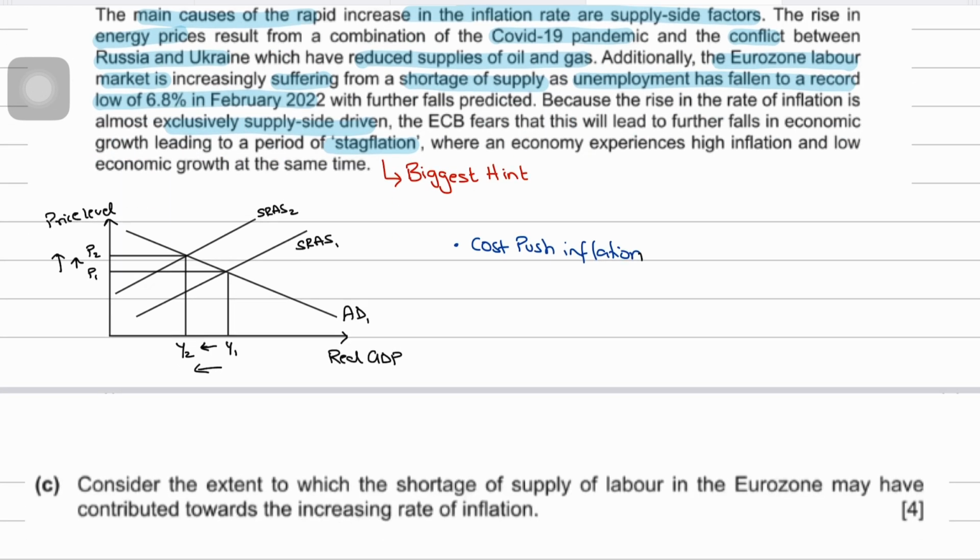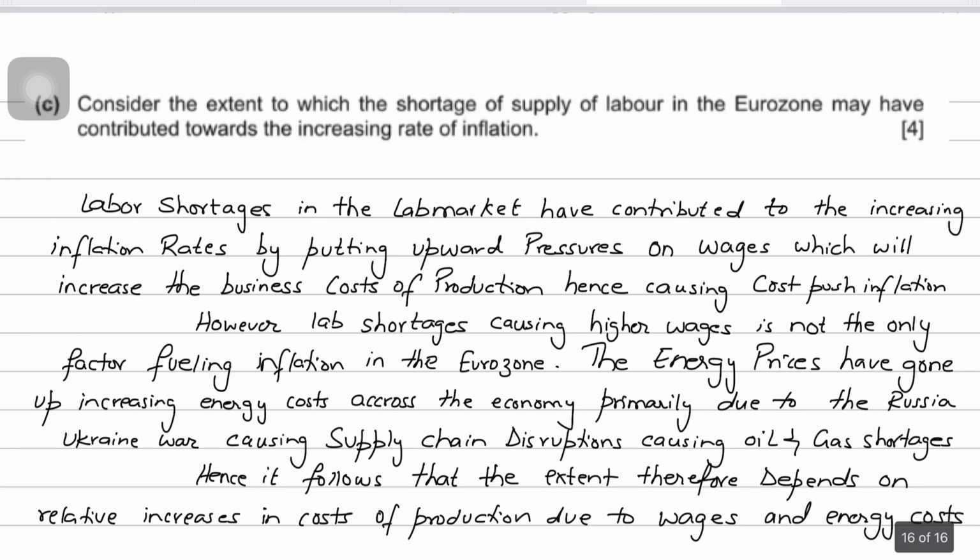Now moving forward, part C of the question says consider the extent to which shortage of labor supply in the Eurozone may have contributed towards increasing the inflation. Now what this question means is that the case is suggesting two factors primarily for the cost push inflation in the Eurozone. So they're asking that out of the factors mentioned in the case, because the case mentions 2-3 factors, to what extent is the shortage of labor supply the contributing factor? That is what the question is asking.